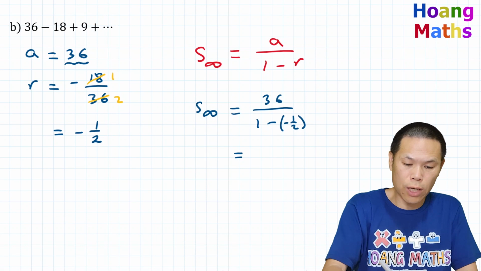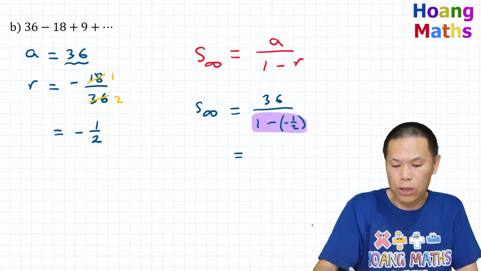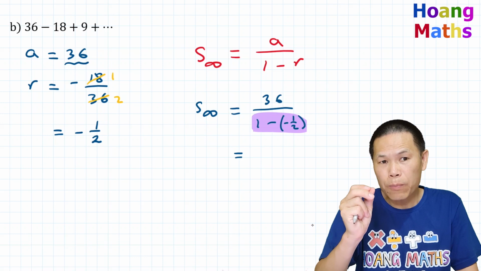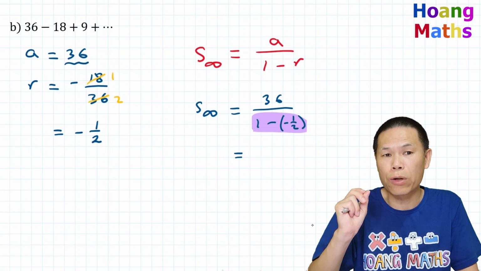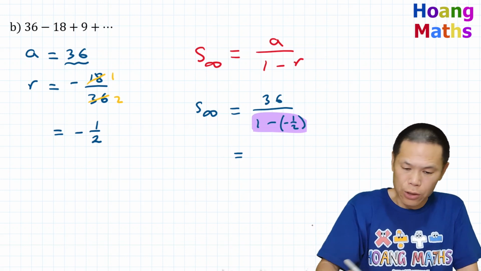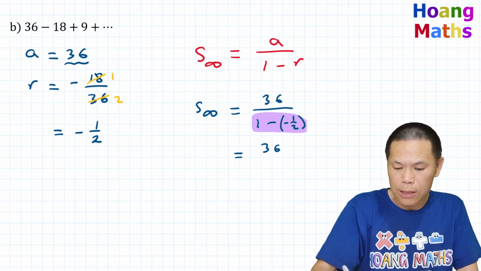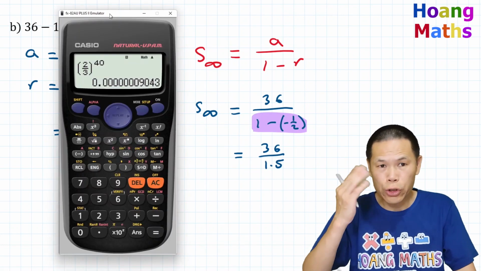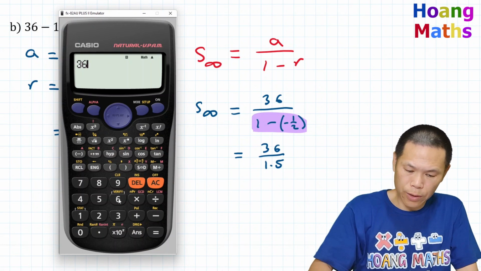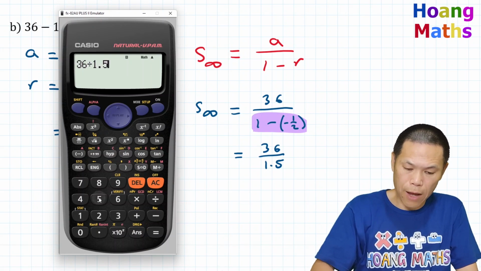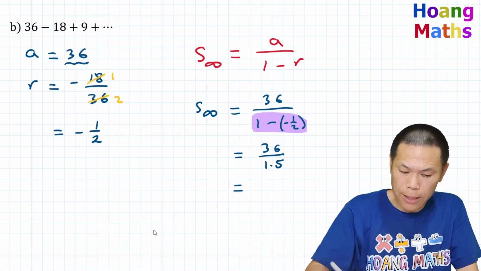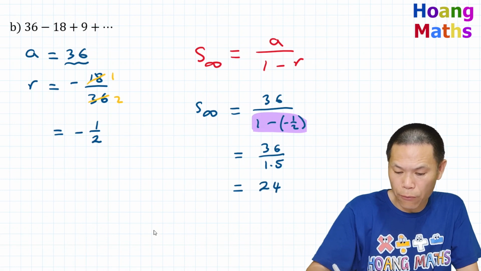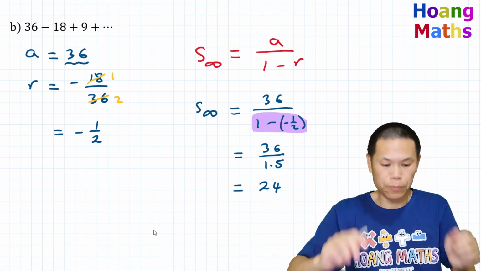So now I can just put it on a calculator, or I can simplify this first. So 1 minus -1/2 becomes 1 plus 1/2, which is 1 plus 0.5 if you like. So 1.5. So the answer is 36 divided by 1.5. And I just put it on a calculator. So I just go 36 divided by 1.5. So there you go, 24. So sum of infinity is equal to 24.